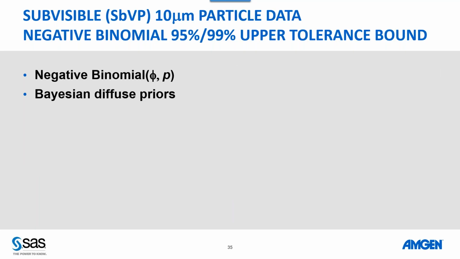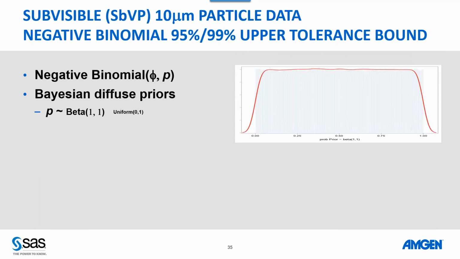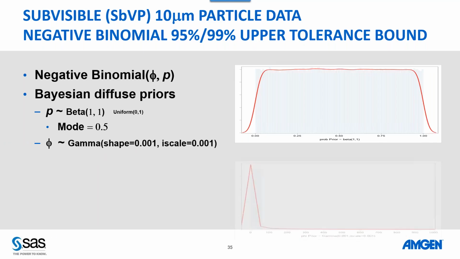Okay, so these are the diffuse priors. On p, we're using a beta(1,1). That's the same as uniform(0,1). And you've seen this picture before. Fan calls it non-committal. Any value between 0 and 1 is a suitable value for that probability. The mode of that is 0.5.